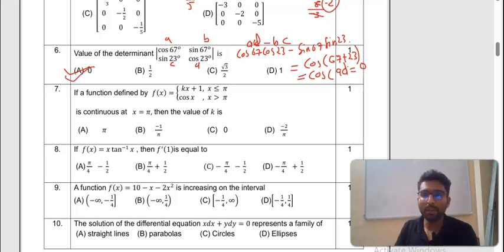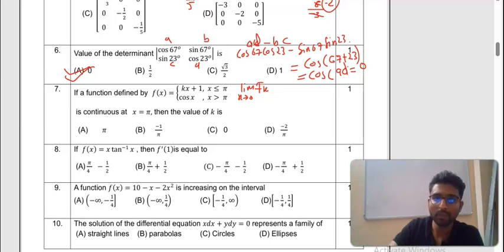Okay, question number 7. Here it's given that f(x) is kx plus 1 for x less than or equal to pi, and cos x for x greater than or equal to pi. So you have given that it is a continuous function, ये continuous function है. तो हम क्या कर सकते हैं, जब भी continuous होता है तो हमें पता होता है limit x tends to pi, and LHL is equal to RHL.